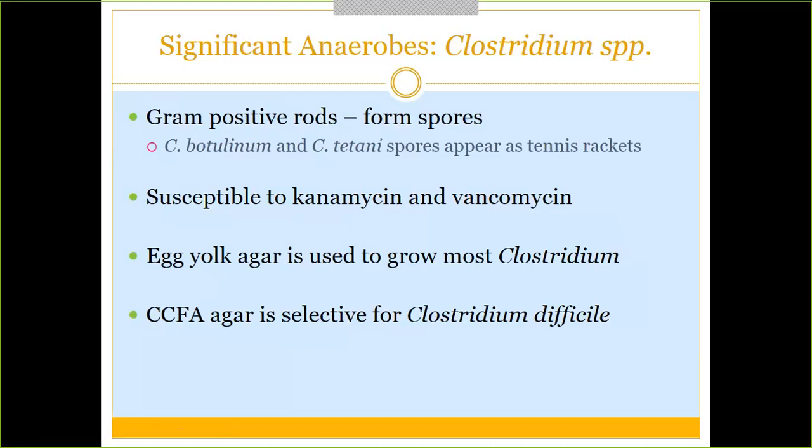So with Clostridium, they are very much susceptible to kanamycin and vancomycin. There are some specialized agars that you can grow. Egg yolk agar is very commonly used to grow Clostridium. And then there is an even more selective agar called CCFA that is specifically looking for Clostridium difficile. C. diff is very much something we see in the hospitals, we see in nursing homes, things like that.